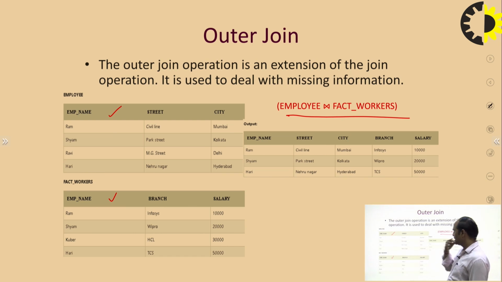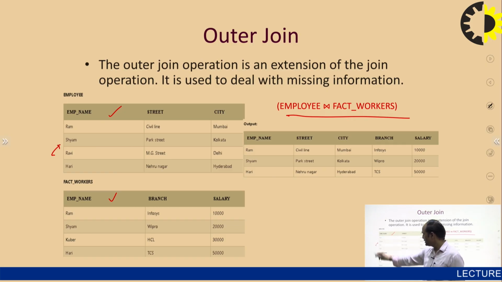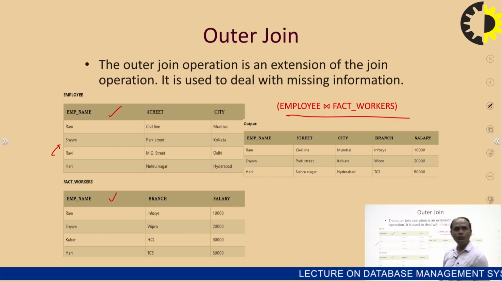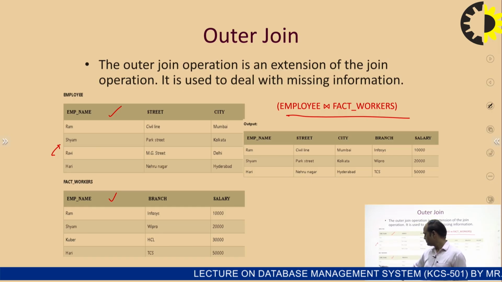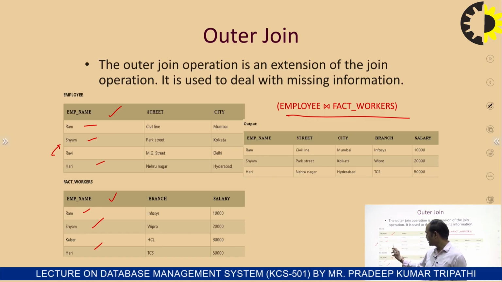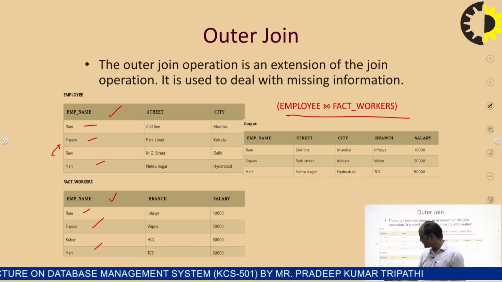Suppose we have Ram, Syam, Ravi and Hari in one table, and Ram, Syam, Kuber and Hari in the other. Kuber is not present in the employee table. Ram is matched, Syam is matched, Hari is matched, but Ravi is not present in the second table.